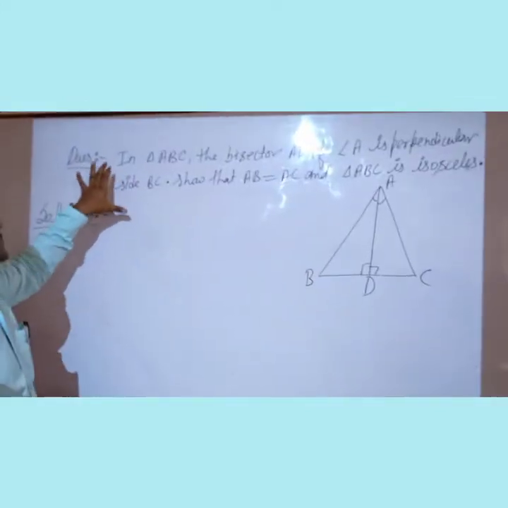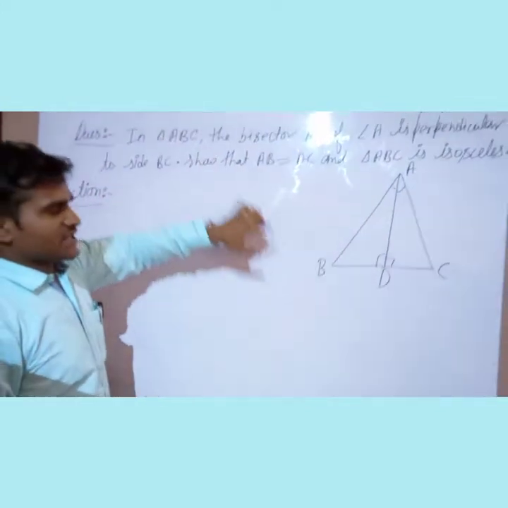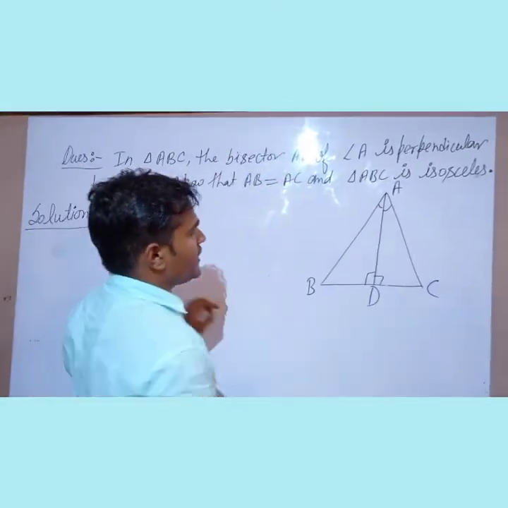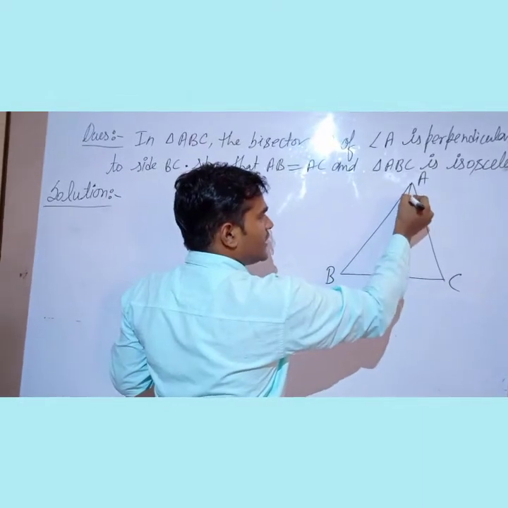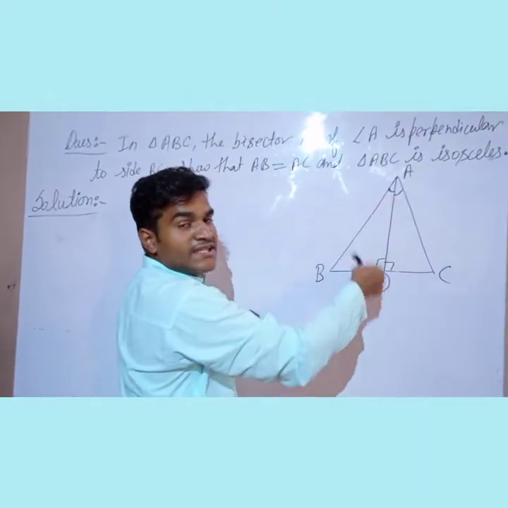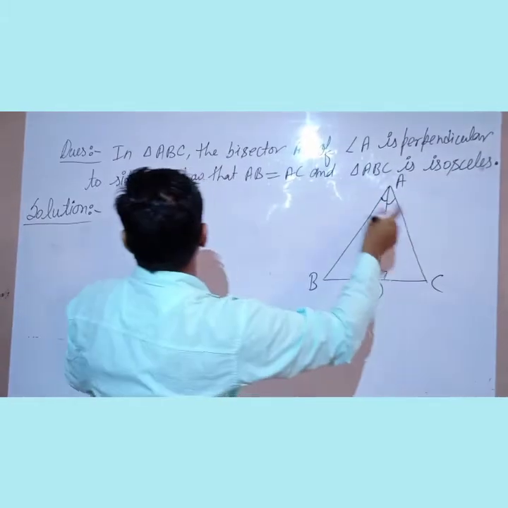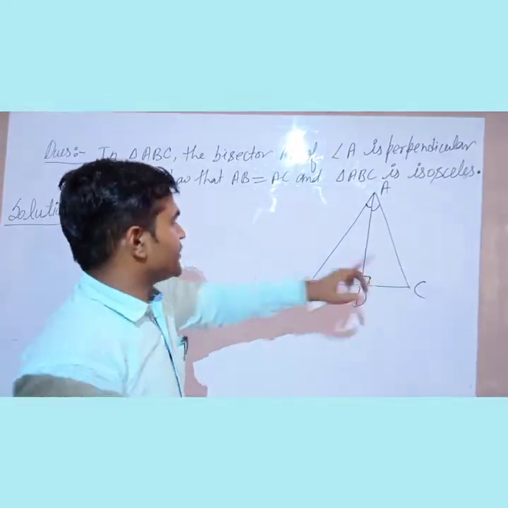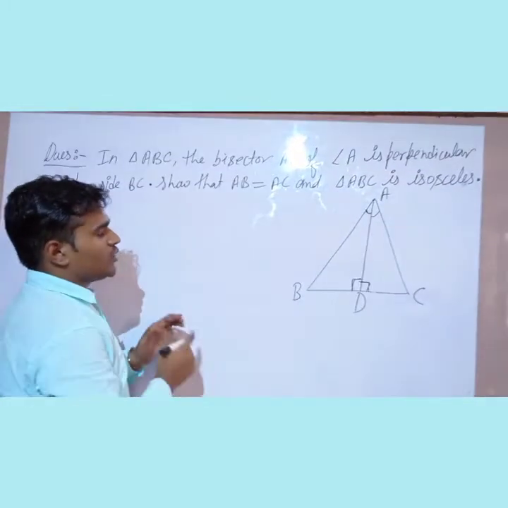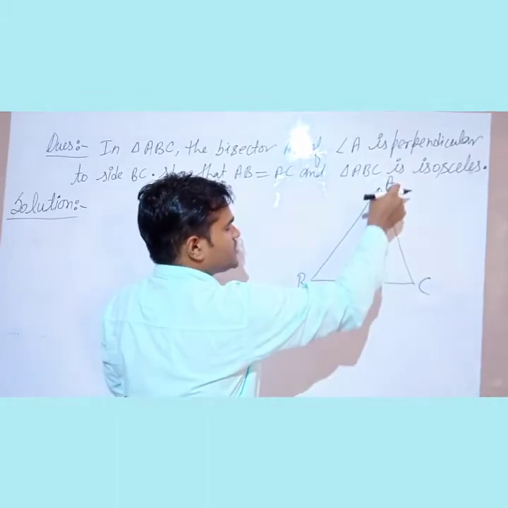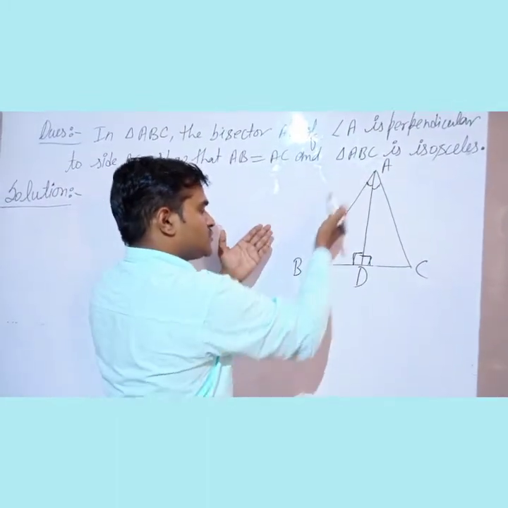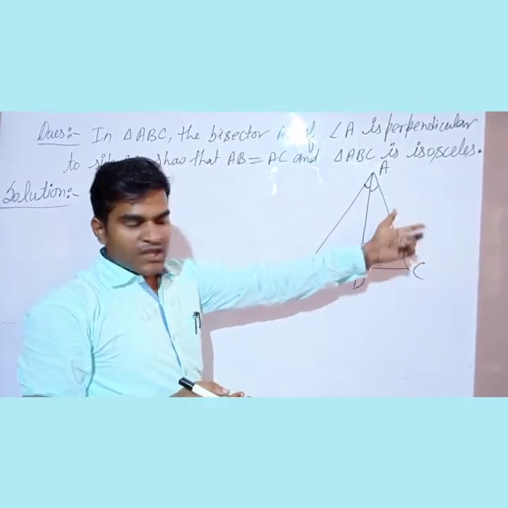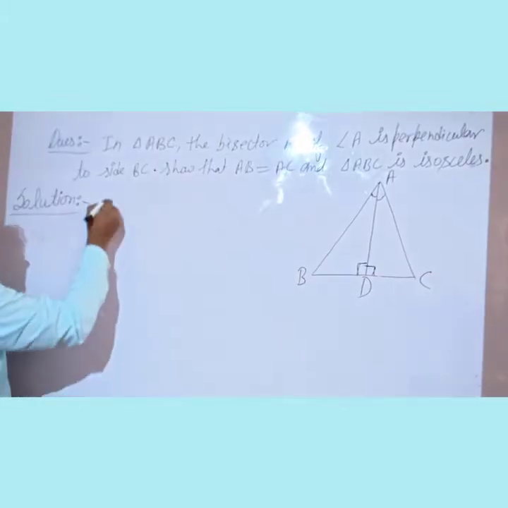That is proved. Now this question: in triangle ABC, in the figure, ABC is a triangle. The bisector AD of angle A is perpendicular to the side BC. This is perpendicular. So that AB is equal to AC. We have to show that side AB is equal to side AC. If two sides are equal, it means triangle ABC is an isosceles triangle. So children, let's solve it.